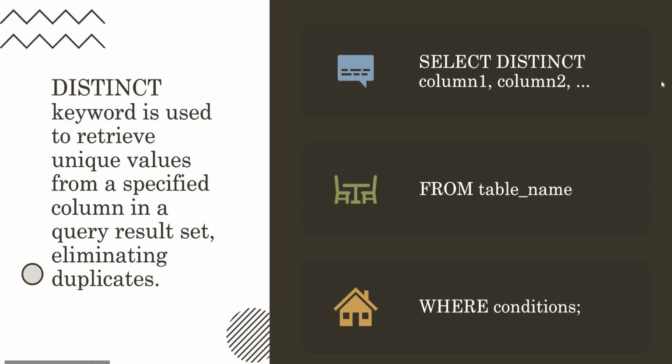So that's what the syntax is. Select distinct followed by the column names. Even if you want to write multiple columns over here, you can do that. After that, put from table name, and finally put the conditions. So let's check it out in the MySQL window.